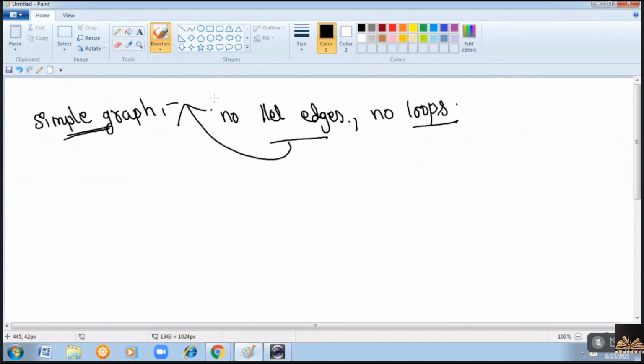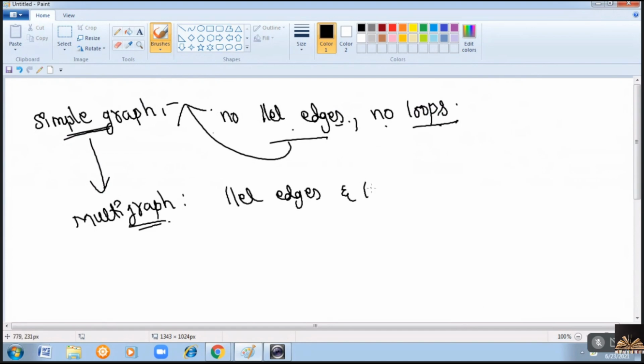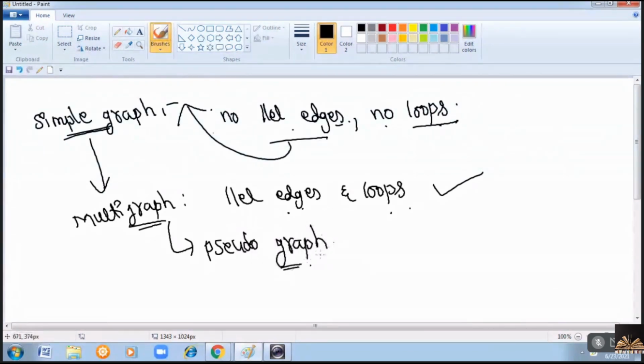Now, opposite to the simple graph is the multigraph. In a simple graph, there are no parallel edges and no loops. Opposite to this is the multigraph, where you can have parallel edges and you can also have loops. If a graph contains parallel edges and loops, you call it a multigraph. The multigraph is also known as a pseudograph. Clear? Simple graph and multigraph are opposite to each other.